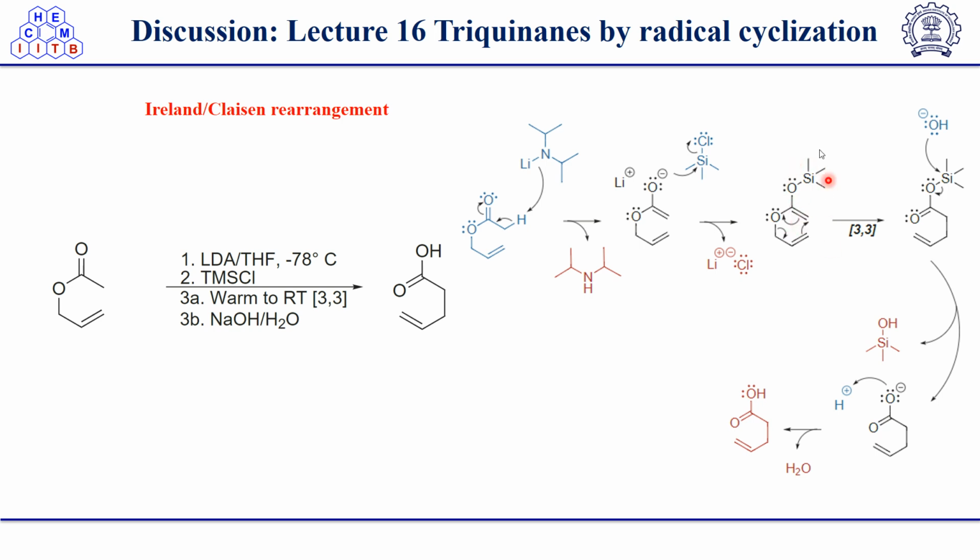Then it is a system which can undergo this 3,3 sigmatropic rearrangement. So it will be like 1, 2, 3, 1, 2, 3. The 3,3 bond will be forming, the 1,1 bond will be breaking, and this bond shifts to here, this bond shifts to here, resulting in the formation of the carbonyl here, and this will come here. Then upon hydrolysis, this silyl ester group will be converted into the corresponding acid. So that is the mechanism of the Ireland-Claisen rearrangement.